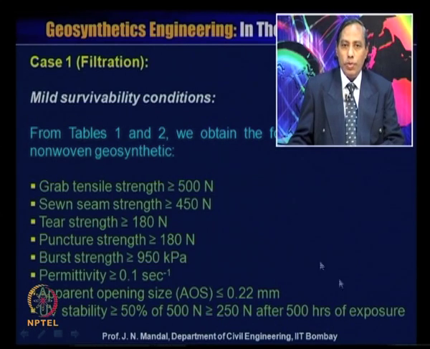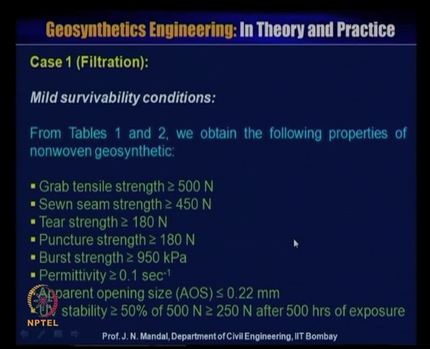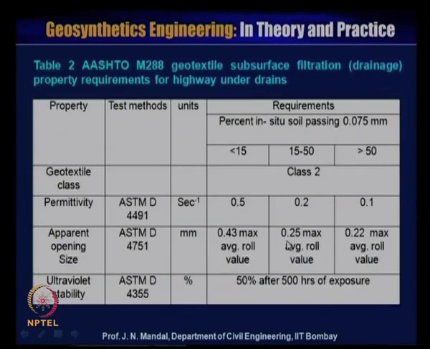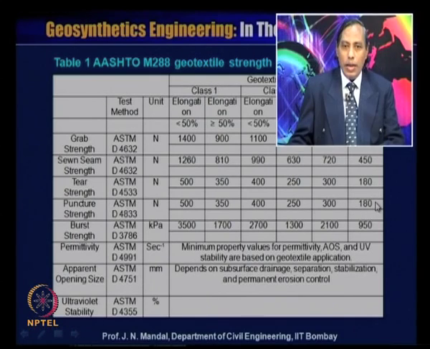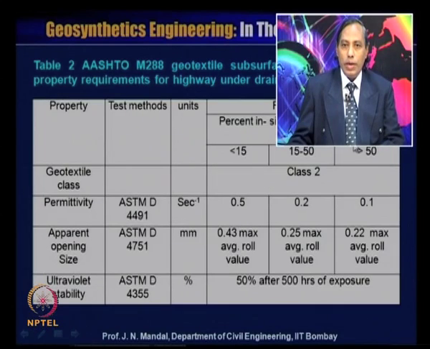greater than 50% of the 500, this Grab strength value, that is greater than or equal to 250 Newton after 500 hours of exposure. So, we can see this table 1 and 2, you can see this is table 1, and because it is mild, and the elongation is greater than 50%, we are considering these values: Grab strength, then strain seam strength, then the tear strength, then the puncture strength, and also the burst strength. And this is for the strength property requirement.